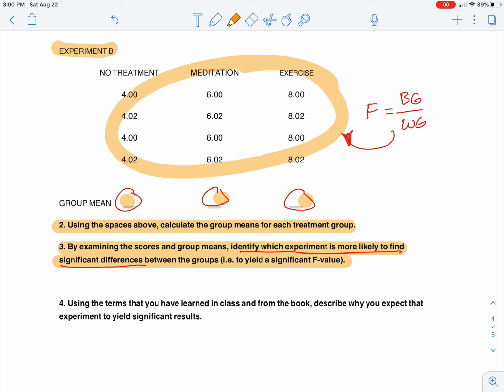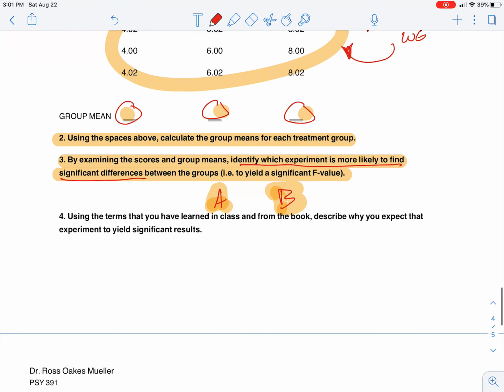Next, this is either going to be experiment A or B. You'll either put A or B for this answer. You've got a 50-50 shot at getting it right. Down here, what I want you to then do is, using the kind of terms that we've talked about in class from the book, describe why you expect that experiment to yield significant results. So try to explain why you answered either A or B above. And we'll talk about that in class.